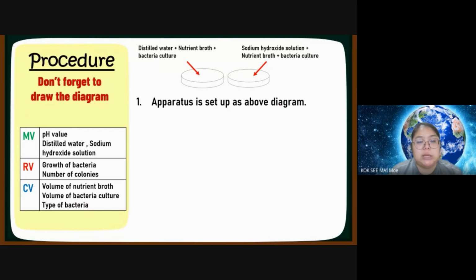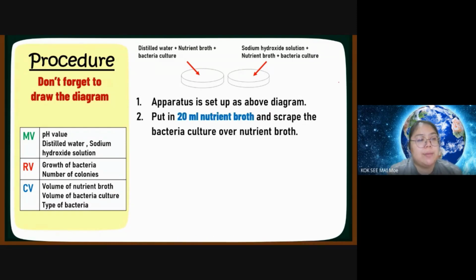Okay, number 2, CV. So I put 20 ml of the nutrient broth and scrub the bacteria culture over the nutrient broth. You actually don't want to leave out the value, because they say volume, so you cannot get the constant variable without it. So you need to mention it. Bacteria culture, if you don't mention it, is okay, either one only. You mention how much nutrient broth you want to put in. Then number 2 is finished, then we go to MV1.